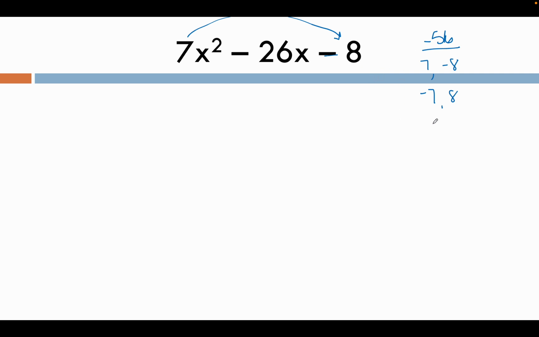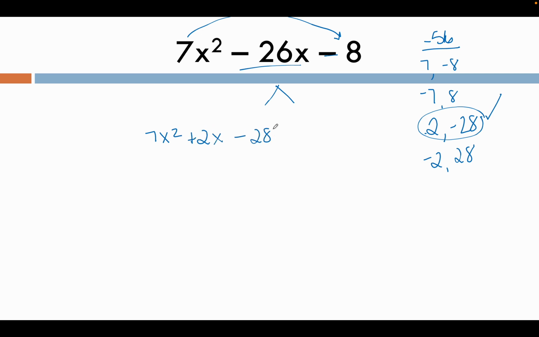It's divisible by 2, so we've got positive 2 and negative 28, or negative 2 and positive 28. So we have our winner here. When I add those together, that's going to give us a negative 26. And so now I can split up my negative 26x term into the plus 2x and the minus 28x. Bringing down the first and the last term, keeping them the same. Grouping the first two, grouping the last two, putting a plus sign in the middle.